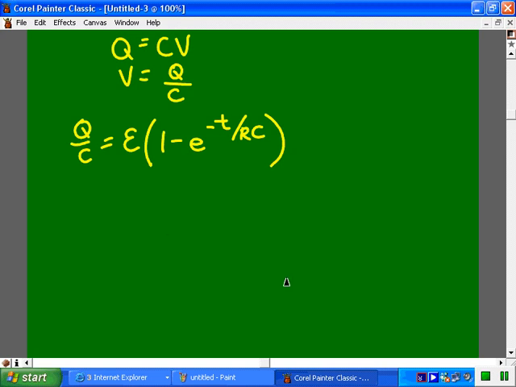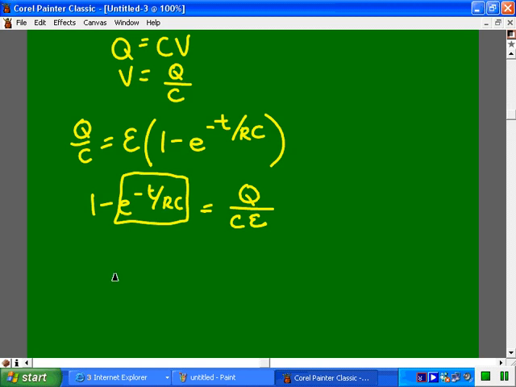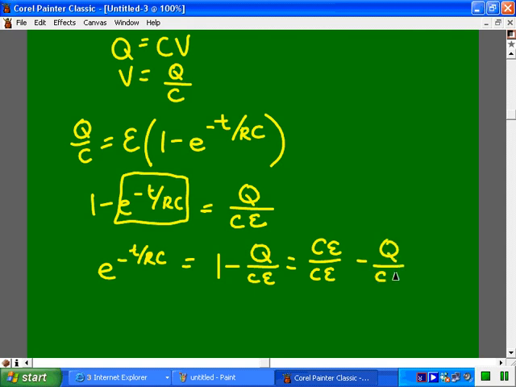by dividing both sides by the battery voltage to isolate what's in parentheses, we get that this is equal to Q over the capacitance times the voltage across the battery. And then we will again rearrange to isolate this part of the equation here. To do this, we get e to the negative t over RC equals 1 minus Q over CE. And because anything over the same value is equal to 1, we can substitute this to make our equation easier to deal with: CE over CE minus Q over CE. And this simplifies down because there is a common denominator here. We can write CE minus Q over the common denominator.